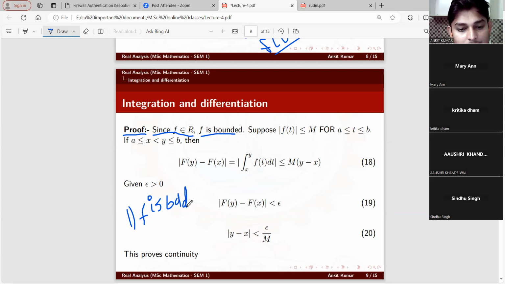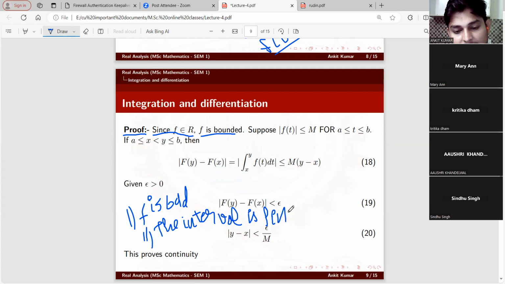f is bounded. Second one is the interval is finite. Okay. So these two properties of Riemann integration: if a function f is Riemann integrable, then first of all it is bounded. Second, it is defined on a finite interval. The interval must be bounded, or a finite interval.